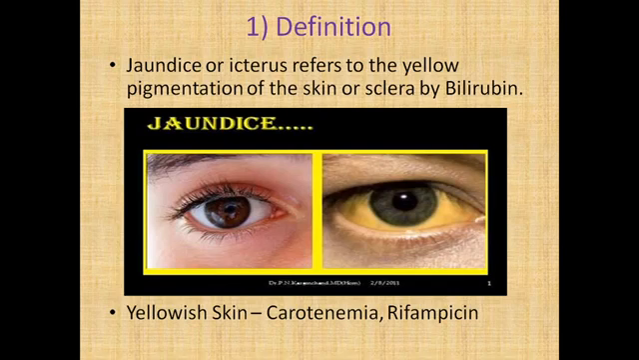So, definition of jaundice. Jaundice or icterus refers to yellowish pigmentation or discoloration of skin and sclera by bilirubin pigment. So, it is yellowish discoloration or pigmentation of skin and sclera. Here you can see normal white color sclera, and this is yellowish discoloration or pigmentation you can see. This yellowish skin either may be due to carotenemia or rifampicin therapy.